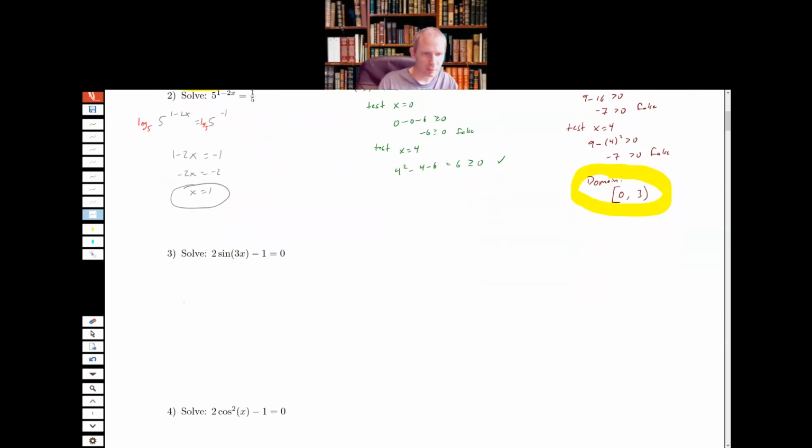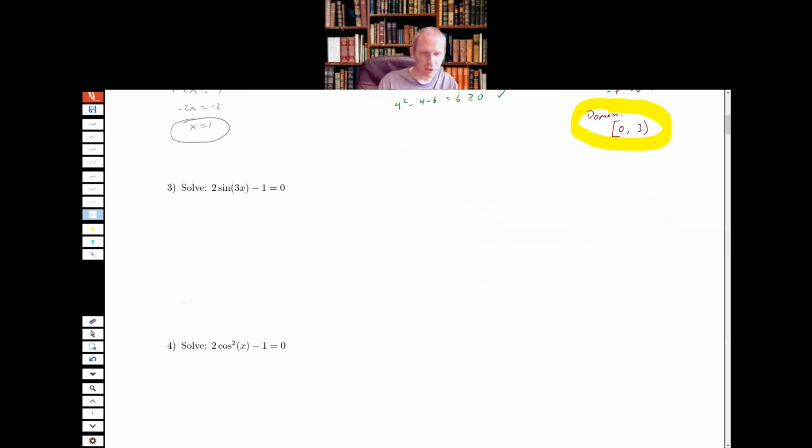Okay, let's take a look at number 3. For solving this trig equation, the key is going to be to start by getting the trig function by itself. So I'm going to add 1 to both sides. So 2 times the sine of 3x equals 1, divide by 2. So the sine of 3x equals 1/2.